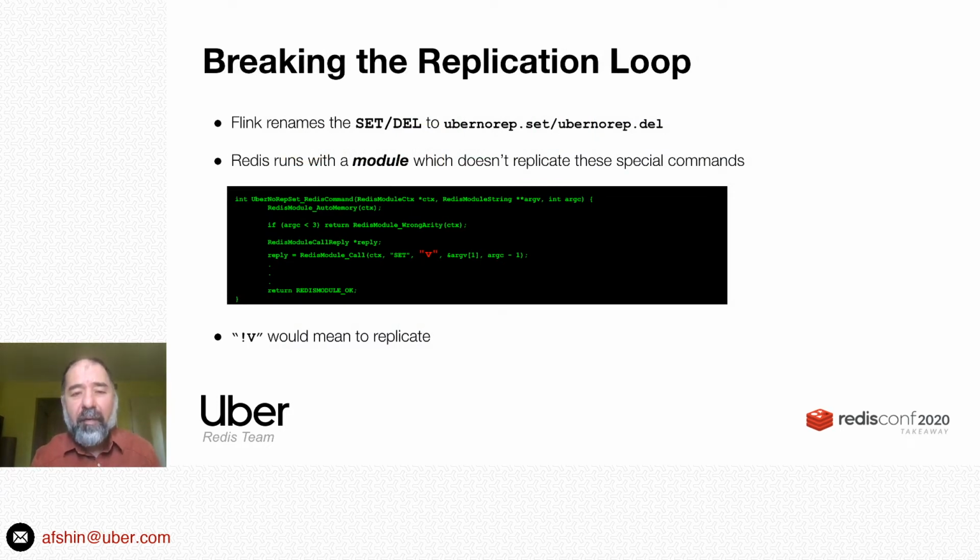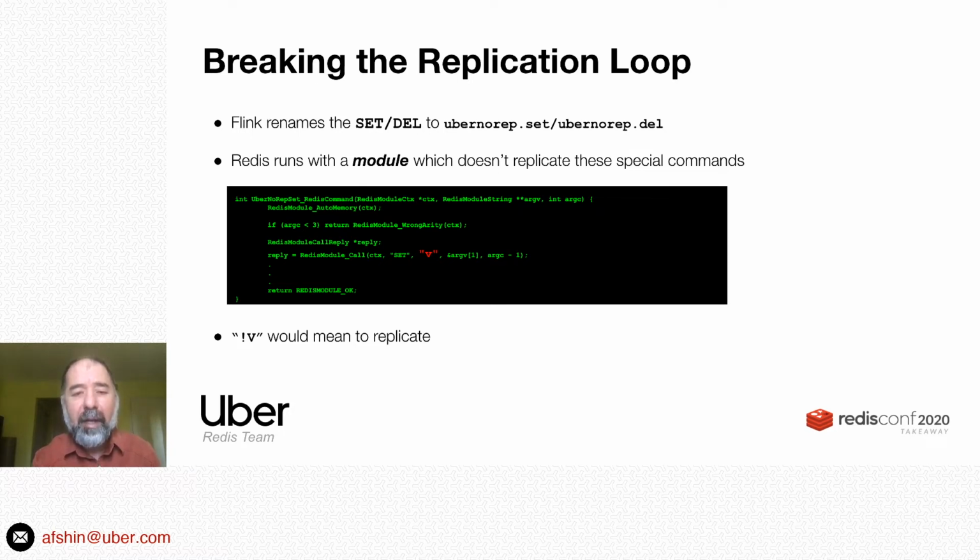As I mentioned, we have a two-way replication. So how do we break the replication loop? That's where those strange commands come to the picture. As you saw in the previous slide, in the step 4, Flink renames set and delete commands to uber norep set and uber norep del before sending them to the intended Redis cluster. Now, our Redis servers run with a module which basically disables replication for these special set and delete commands.